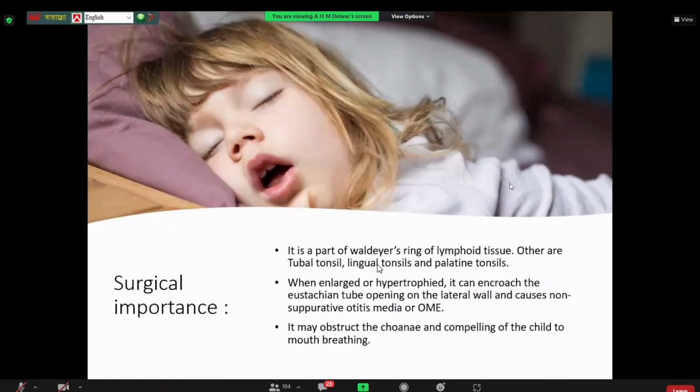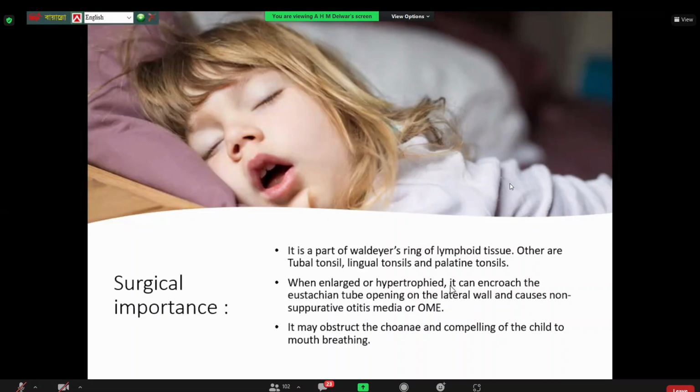Others are tubal tonsil, lingual tonsil, and palatine tonsil. When enlarged or hypertrophied, it can obstruct the Eustachian tube opening on the lateral wall. You see that there is a tubal tonsil, the Eustachian tube by the side of the nasopharynx. One opening is in the nasopharynx and another is in the middle ear, the nasopharyngeal opening and the oral opening.